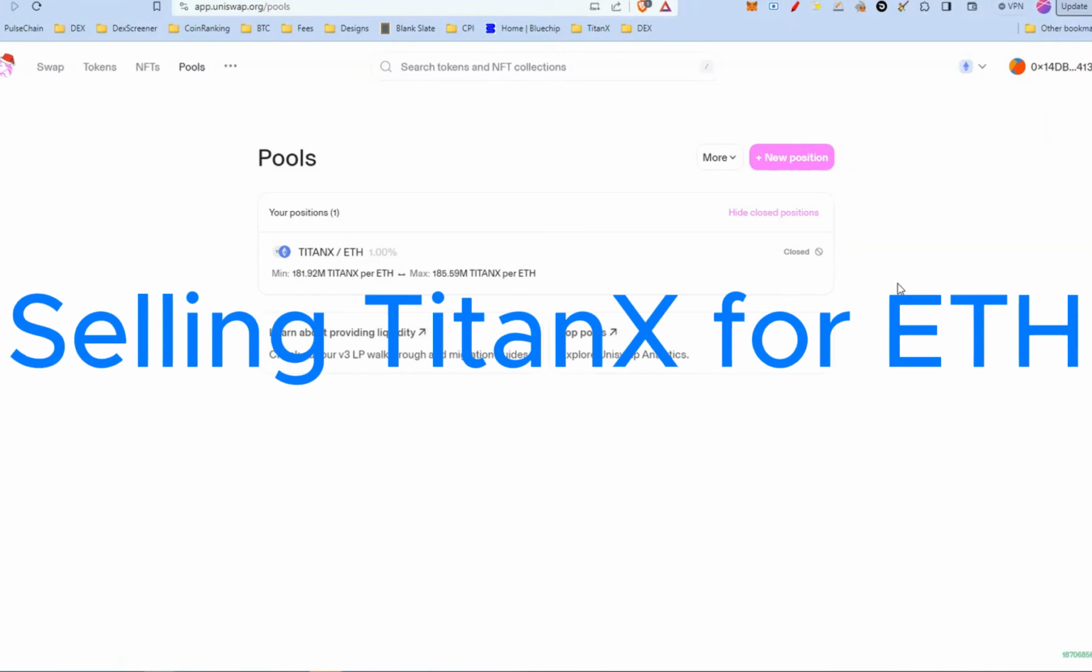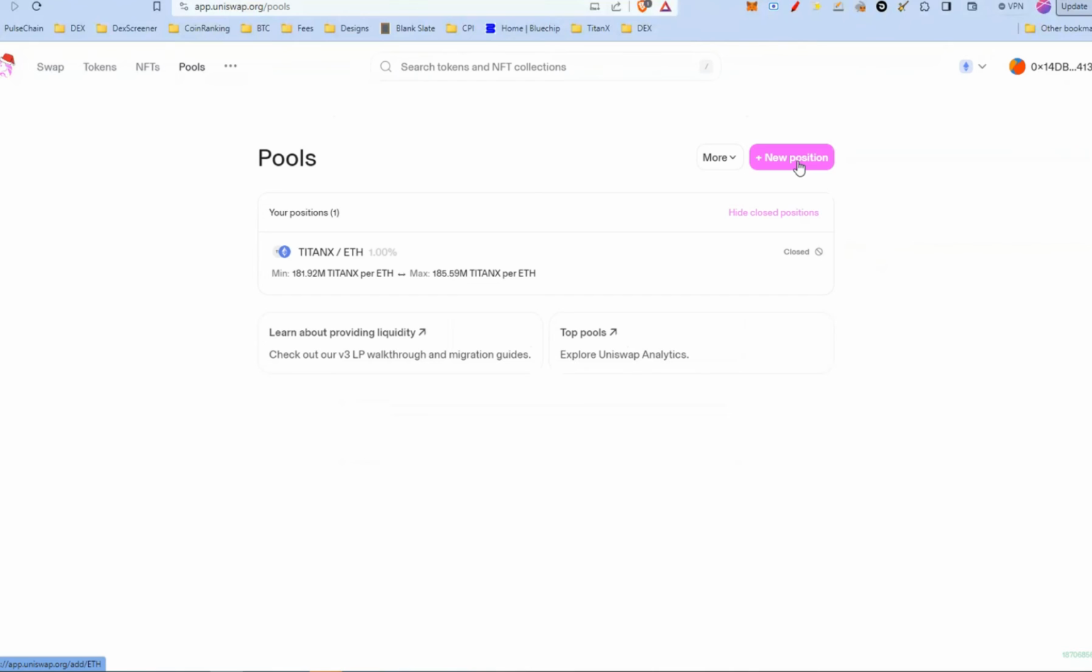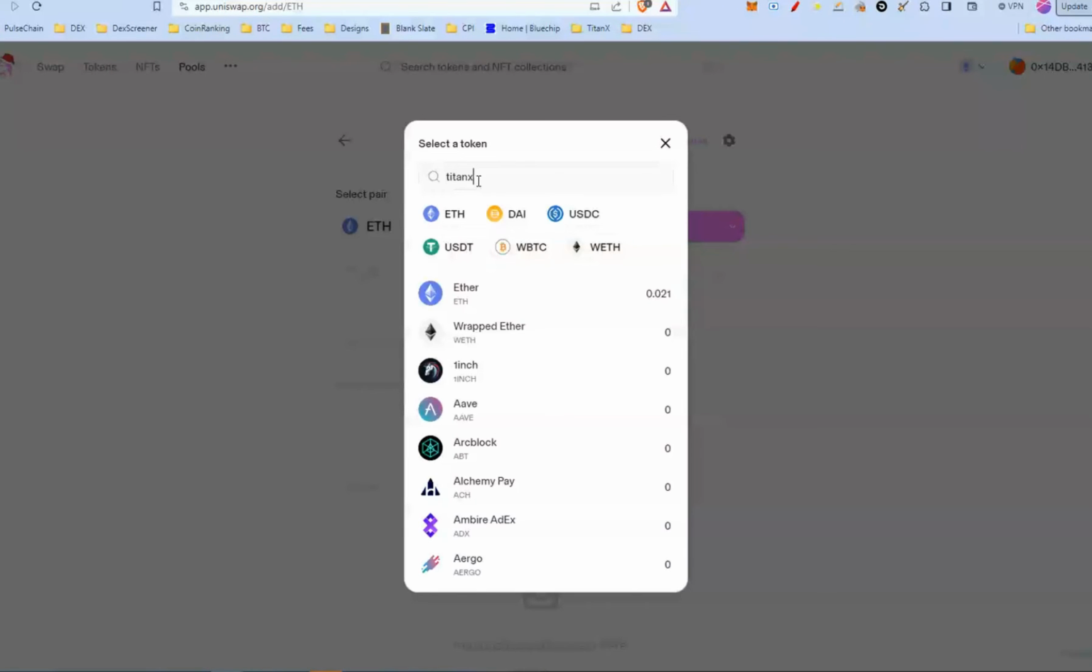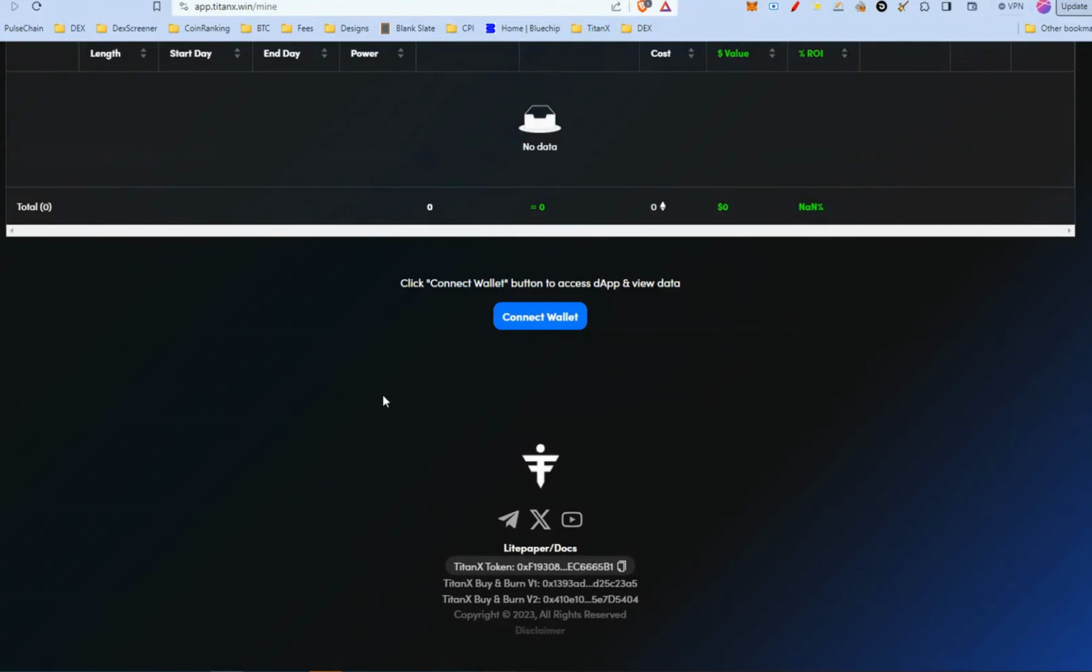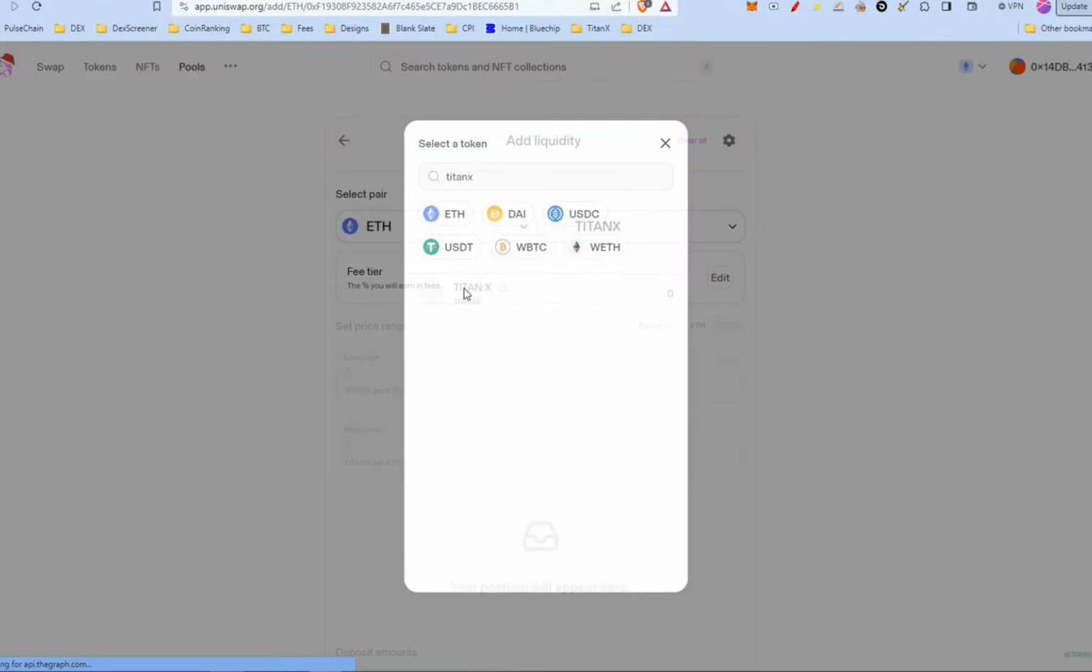Now we're going to create a new position, and that is selling TitanX for ETH. We're going to click new position. We're going to select the token, which is TitanX. And if it's not to be found, you have to import it at app.titanx.win. You just copy the token address and then paste it in here. I'm going to select TitanX.